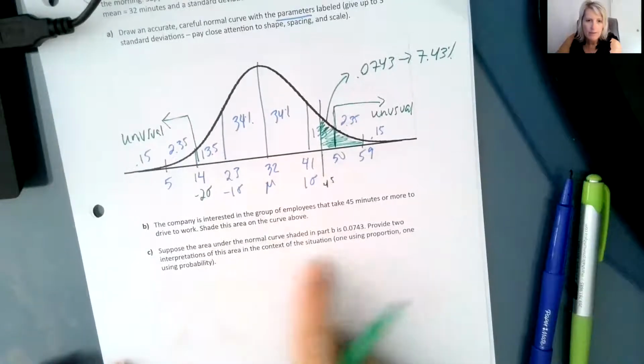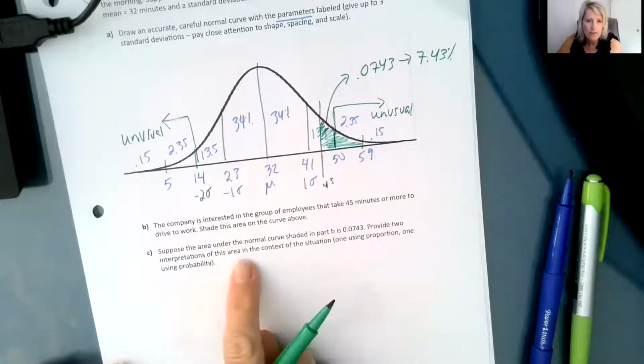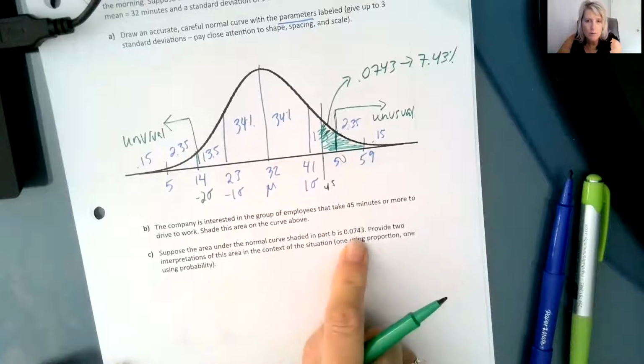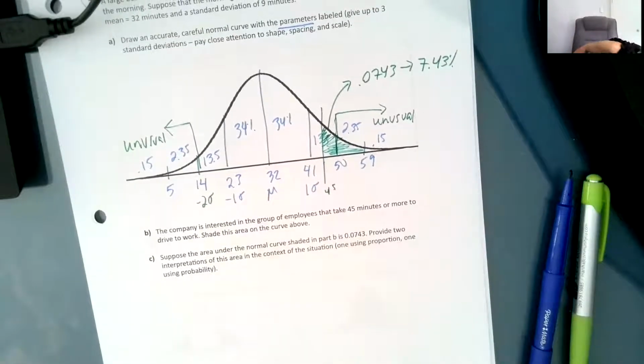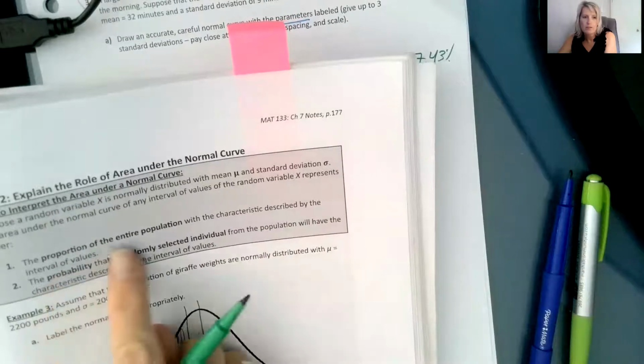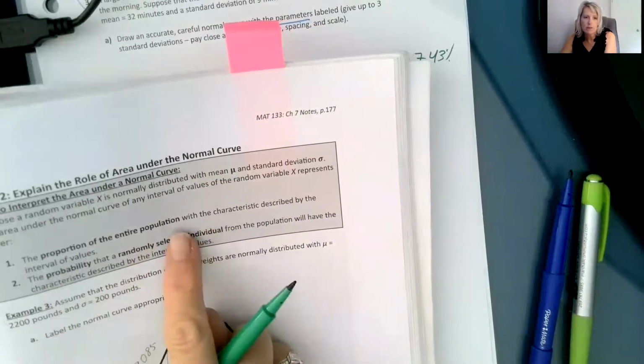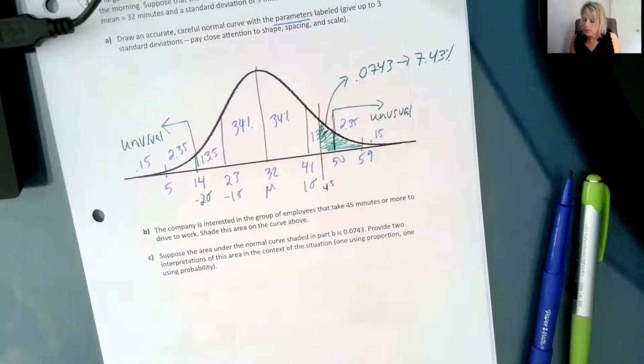And it says, provide two interpretations of this area in the context of the situation, one using proportion and one using probability. Okay, and so this goes back to page 177 in our course pack here. So the proportion of the entire population with the characteristics. So let's do that one.